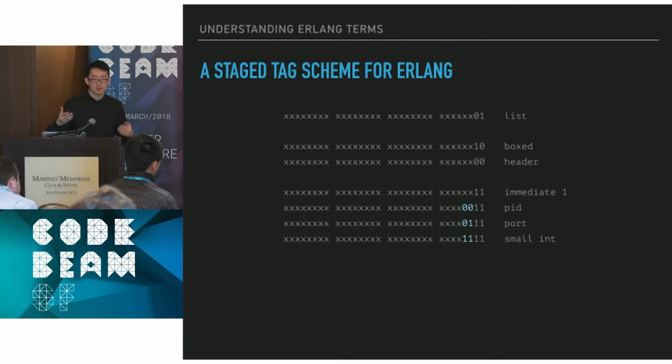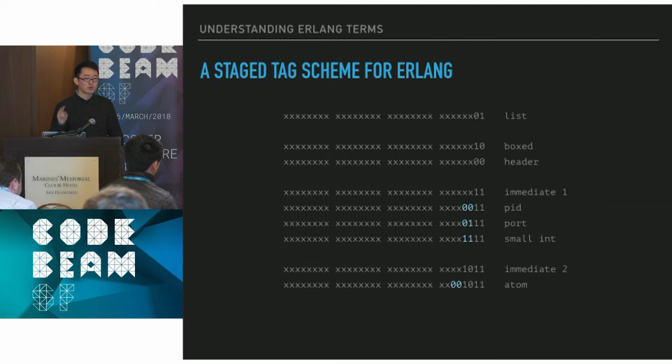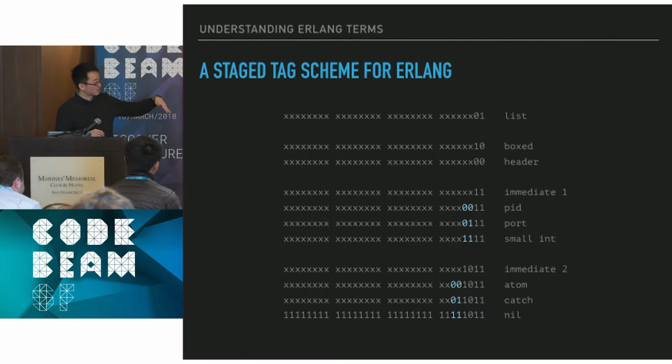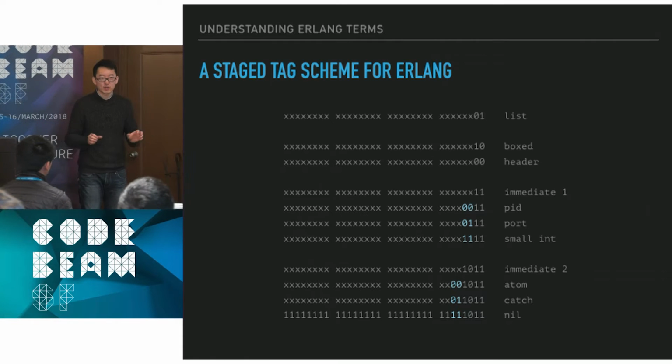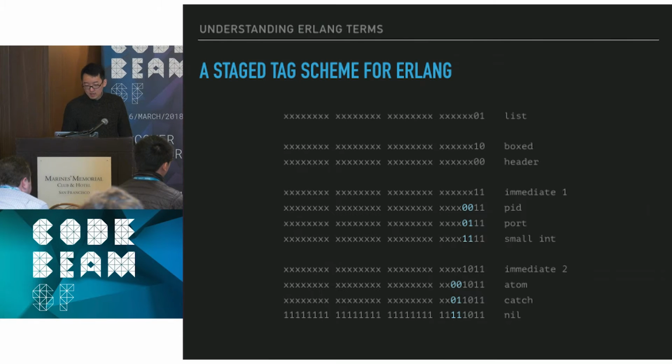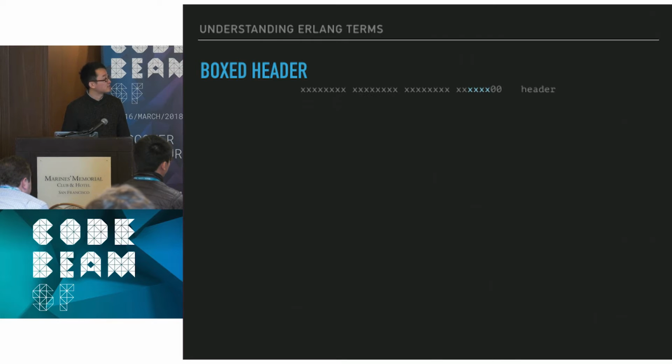Now we have 1, 0 left, right? But we still have more types. So what Erlang does is, for the 1, 0, it's another stage, like immediate 2. In here, we read 2 more bits. We have 0, 0 for atom, 0, 1 for catch, and the last 1, 1 for nil. So that is how the staged part works. With this mechanism, we can use the bits at their maximum efficiency. We good here? Okay.